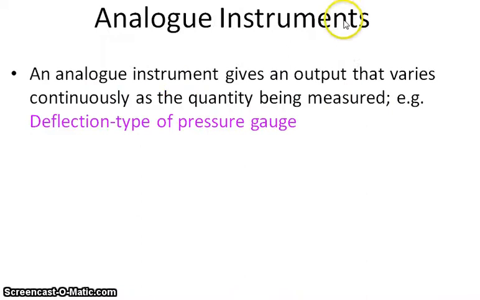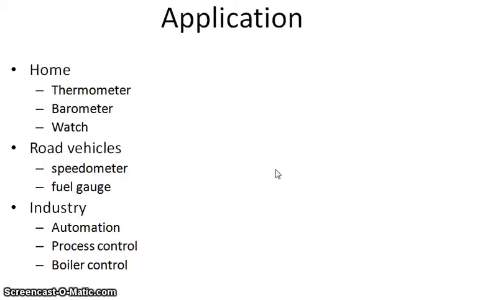Next we will discuss analog instruments. An analog instrument produces an output that varies continuously as the quantity being measured. For example, a deflection type pressure gauge. That is, the output is not constant, it varies as time varies.